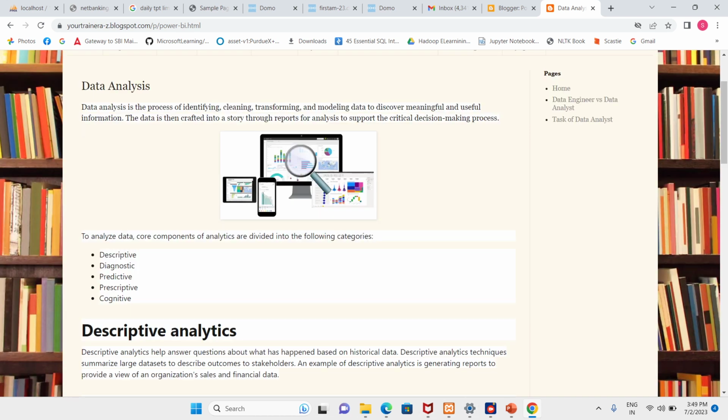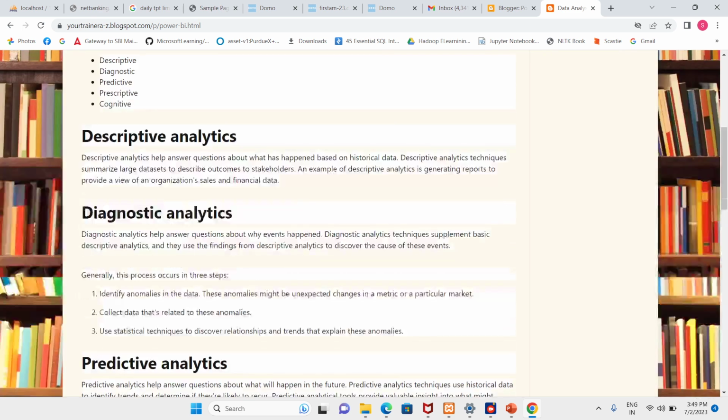Now let's see, to analyze data, core components of analytics are divided into the following categories. First is descriptive, second is diagnostic, third is predictive, fourth prescriptive, and last is cognitive. So let's see one by one. What is descriptive analytics? Descriptive analytics help answer the question about what happened based on historical data.